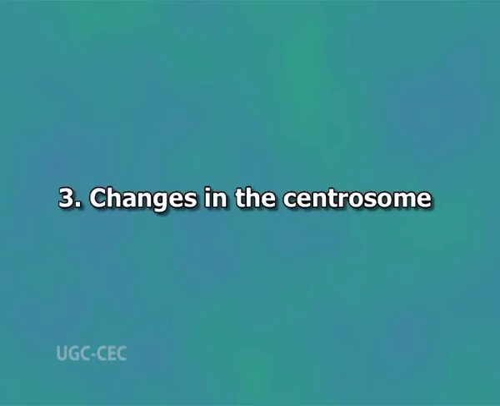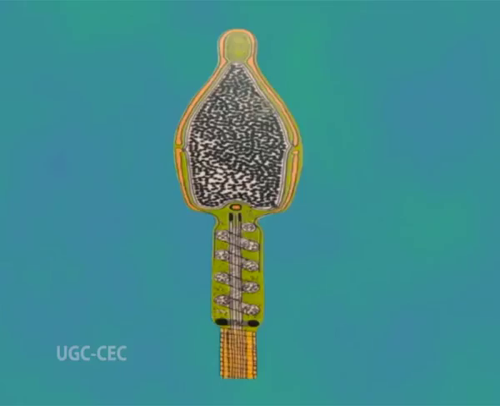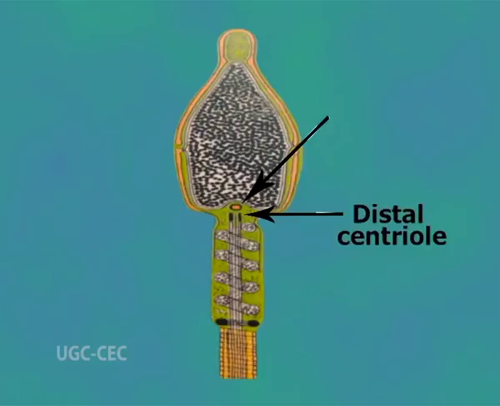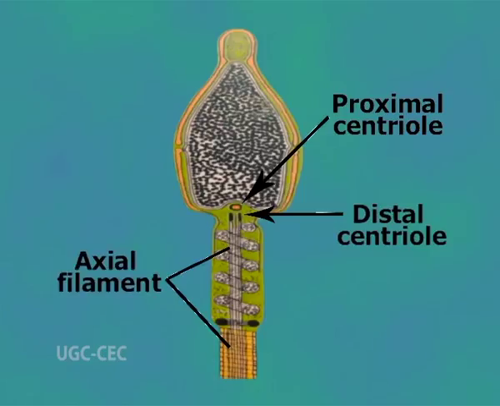Changes in the centrosome. After the second meiotic division, the centrosome of the spermatid divides into two centrioles. The centrioles are in the form of two cylindrical bodies, lying at right angles to each other. During the early stage of sperm differentiation, the two centrioles move towards the neck region of the sperm nucleus. The distal centriole of the spermatozoon gets positioned behind the proximal centriole with its axis parallel to the longitudinal axis of the sperm. The axial filament of the flagellum of the spermatozoon is formed from the distal centriole, which acts as a basal granule.